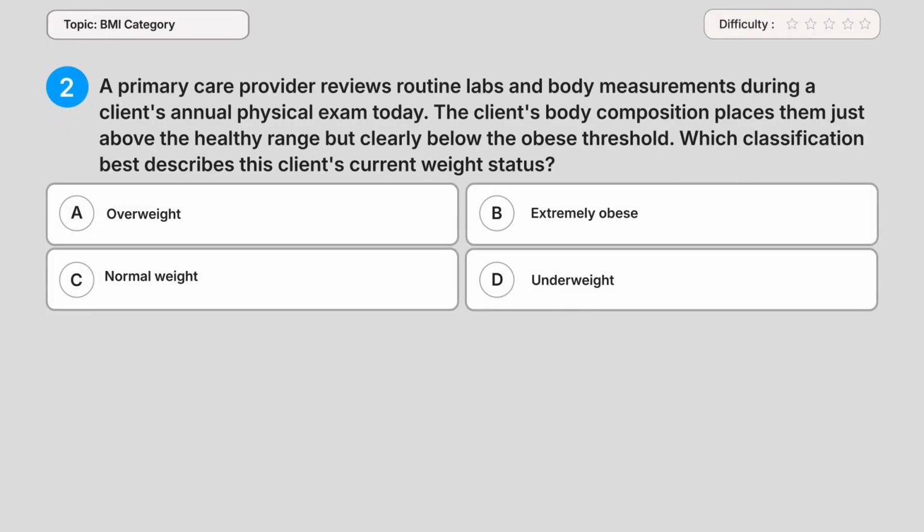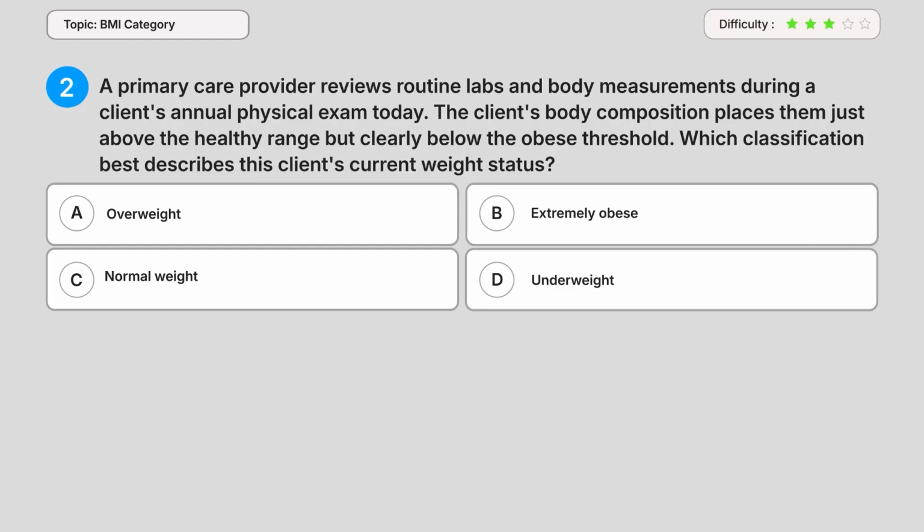2. A primary care provider reviews routine labs and body measurements during a client's annual physical exam today. The client's body composition places them just above the healthy range, but clearly below the obese threshold. Which classification best describes this client's current weight status?